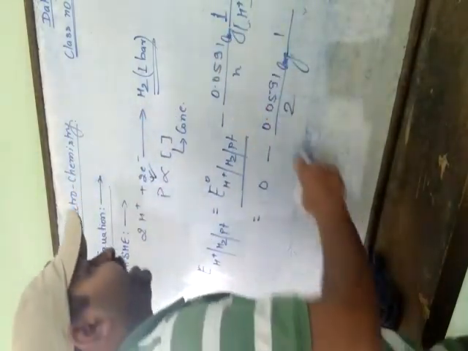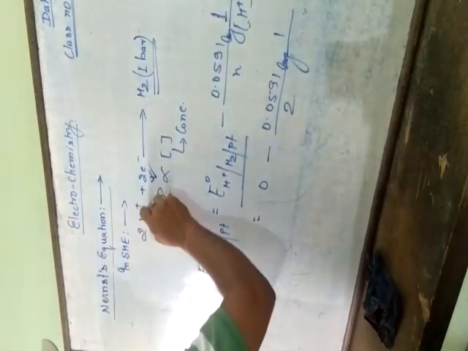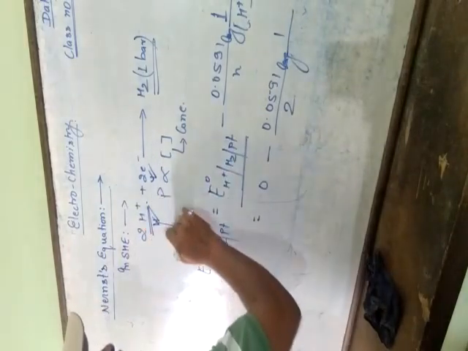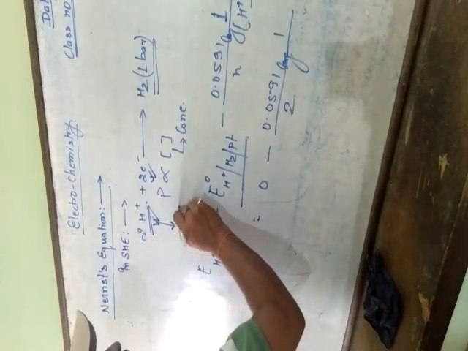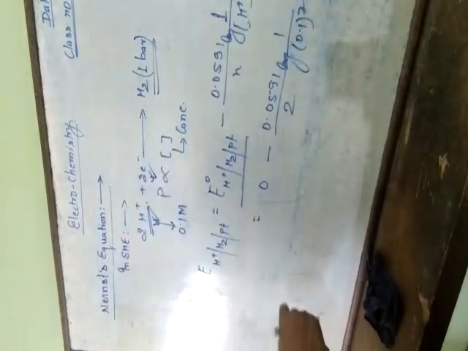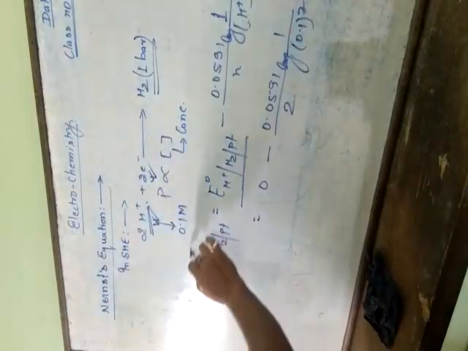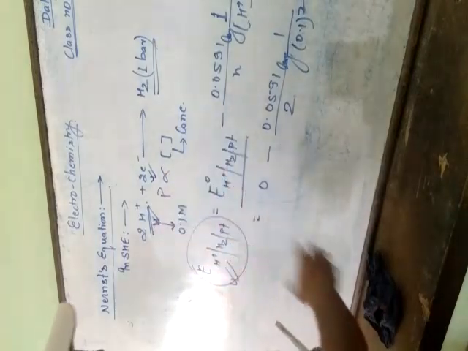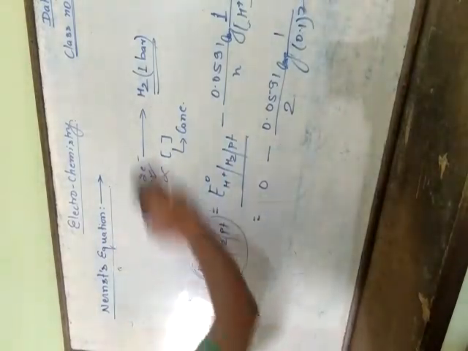Students, in the log, the H+ concentration goes in. If we have H+ as 0.1 M, so 0.1 squared, and we calculate the value of the electrode potential at any concentration.